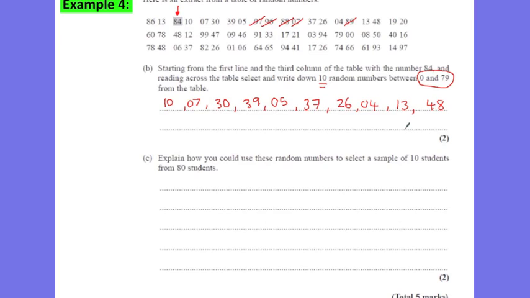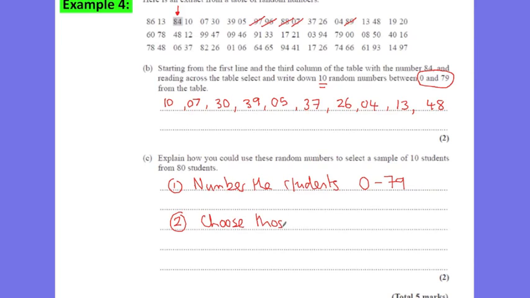We're then asked to explain how to use these random numbers to select a sample of 10 students from 80 students. Number 1, number the students 0 to 79. Just here we have up in the first part of the question. 2, for the second mark, choose those students corresponding to the random numbers above. So the students selected will be student number 10, 7, 30, etc.